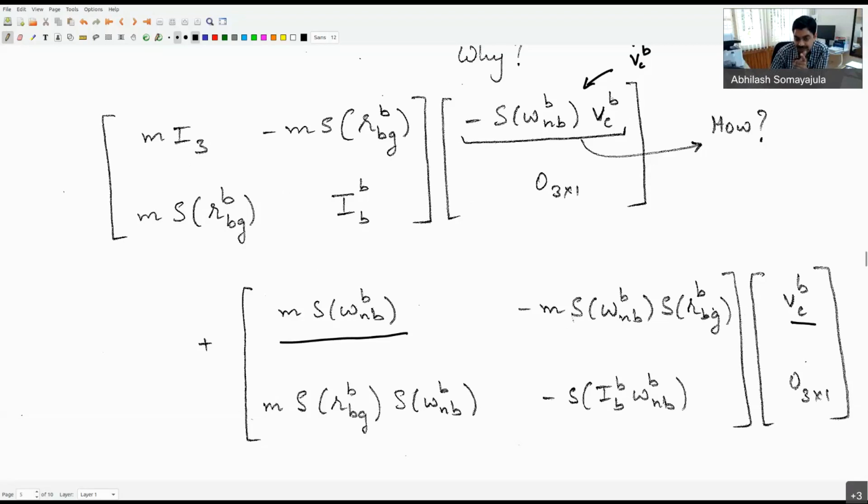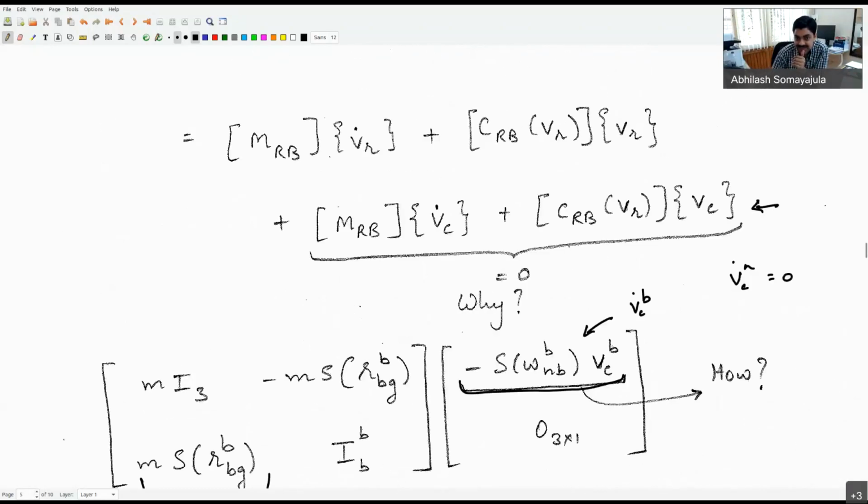What happens in the bottom sub row? It will be the same, I think, because both terms will be present. Correct, this term and this term will be multiplied, and then this term and this term will be multiplied, and both of them are the same but opposite sign, so they'll cancel out, yielding me a 0. Okay, what is that telling me? It is telling me that this thing, MRB times VC dot plus CRB times VC, is 0.